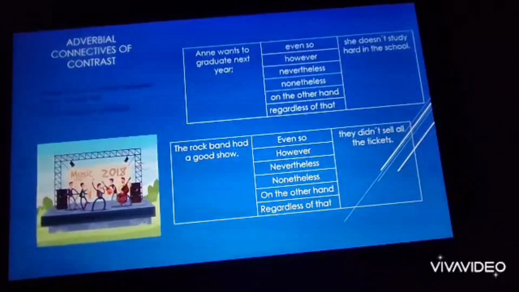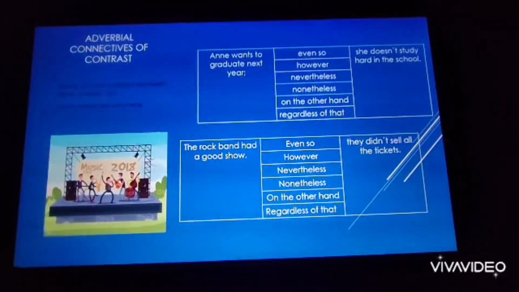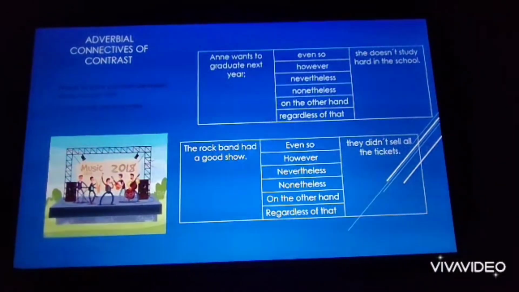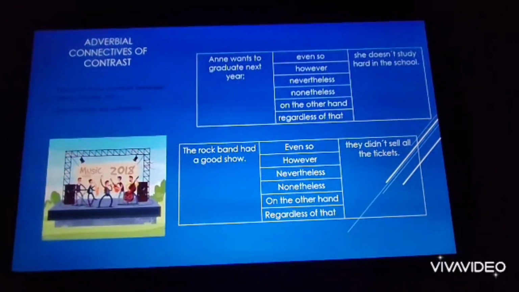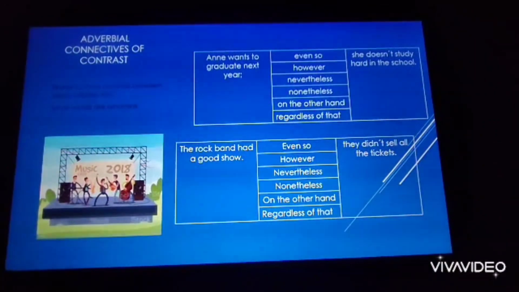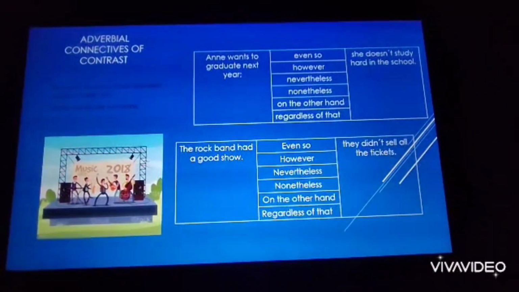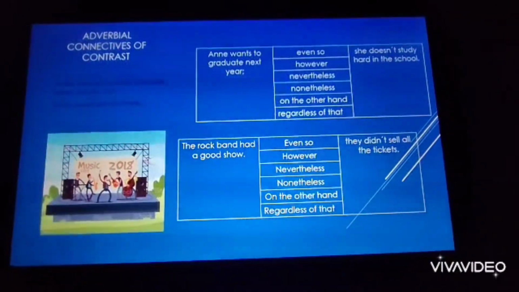The only variation in these two examples is the semicolon and the period, which maybe makes a difference in the word order, or maybe the capital letter, in the sentences. She wants to graduate next year. Even so, she doesn't study hard in school.